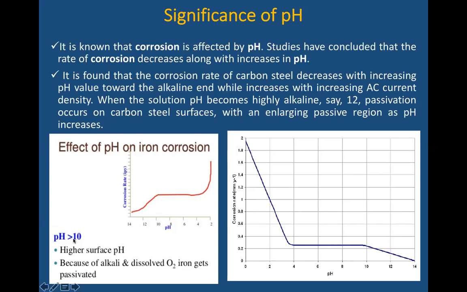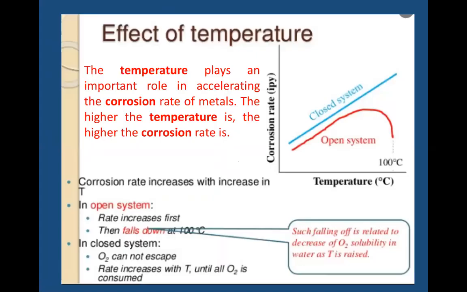So if the pH is greater than 10, what will happen? Definitely your corrosion rate will decrease very fast, because with alkali and dissolved oxygen the iron gets passivated. As I said, dissolved oxygen will be decreased, and that's why your corrosion rate will be decreased.